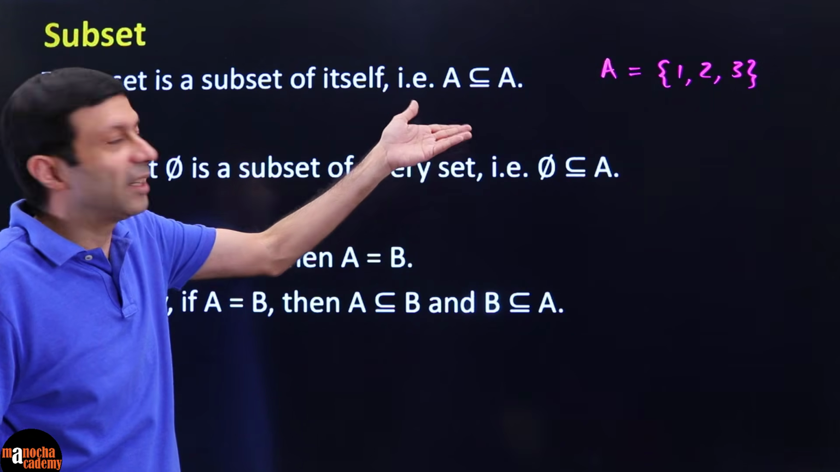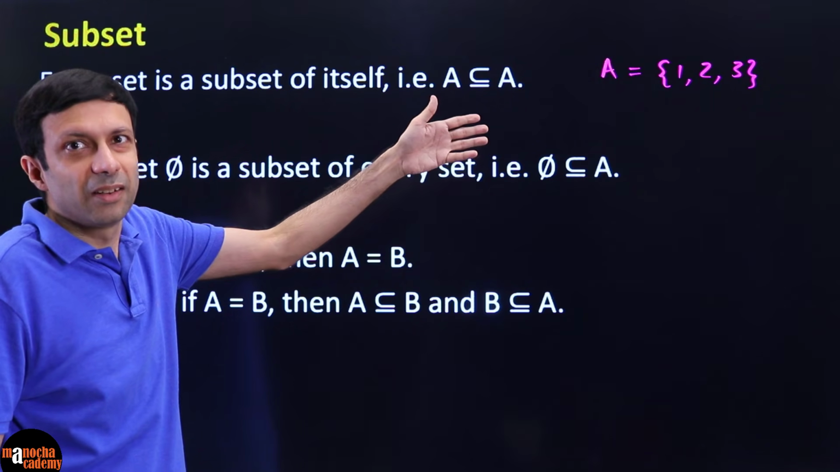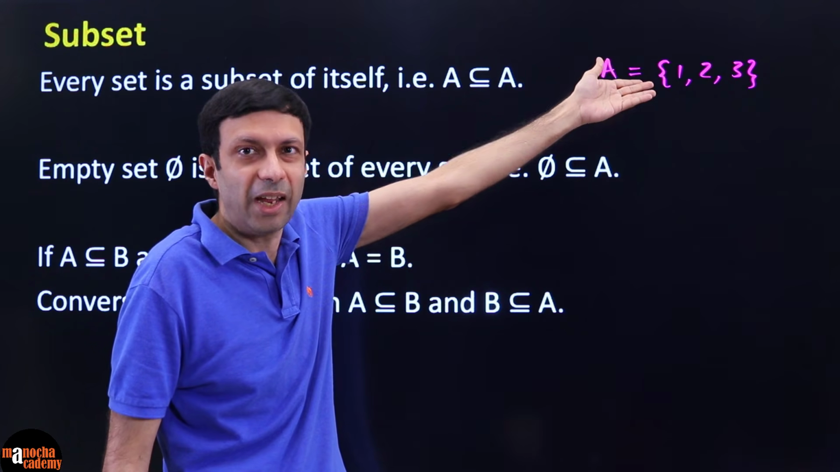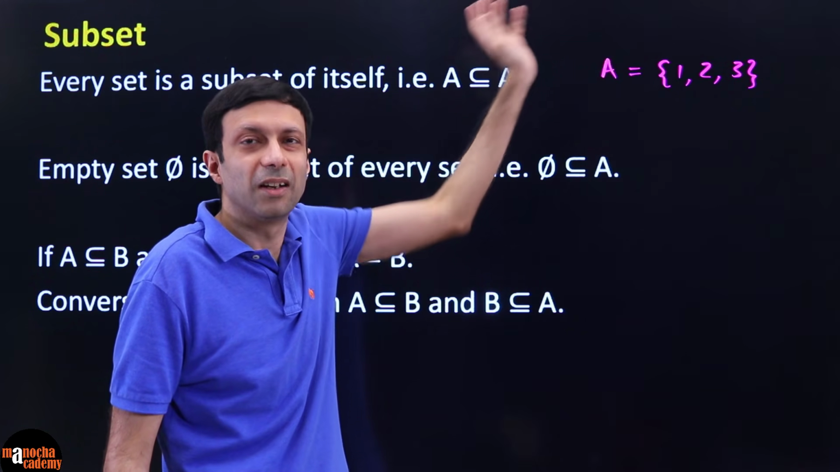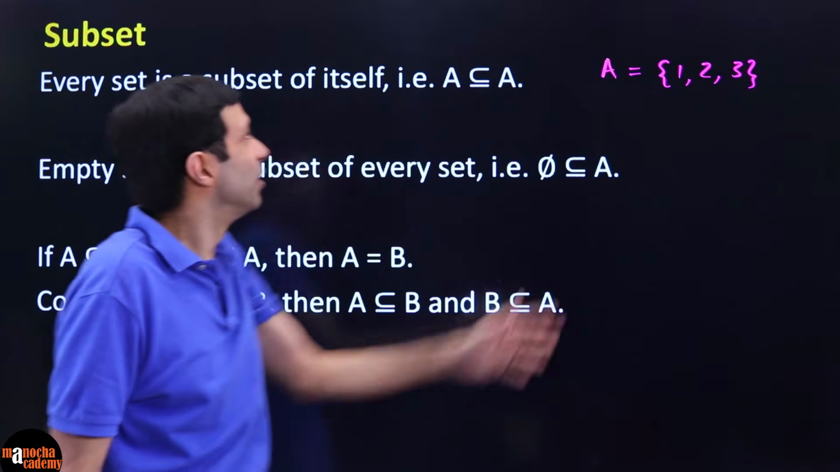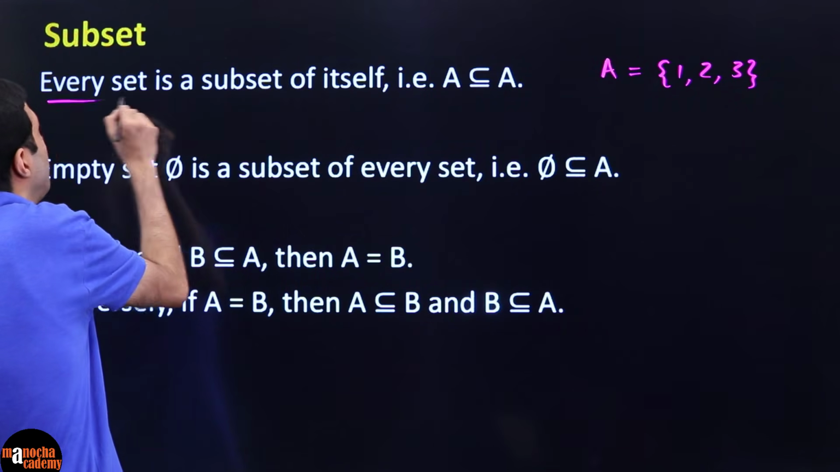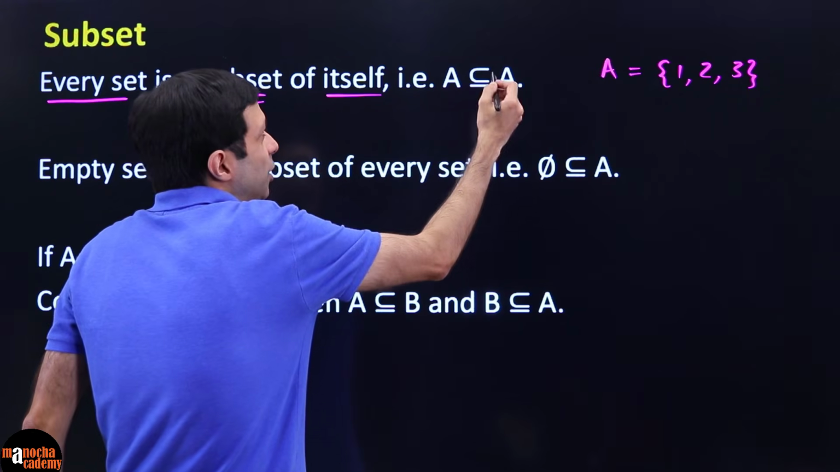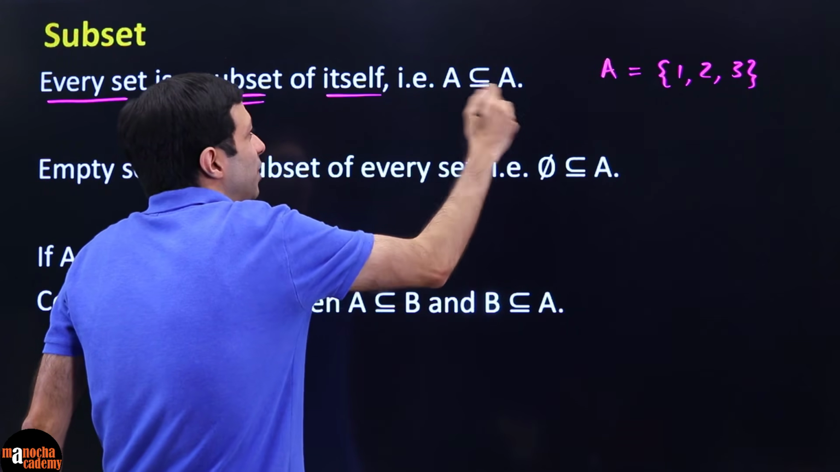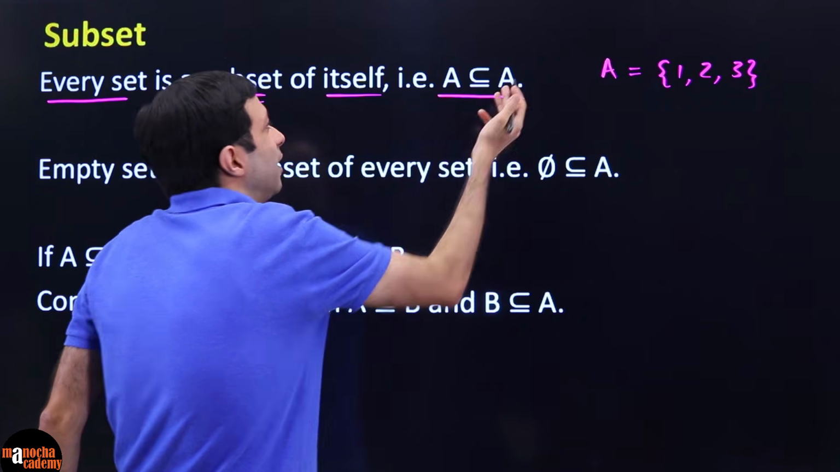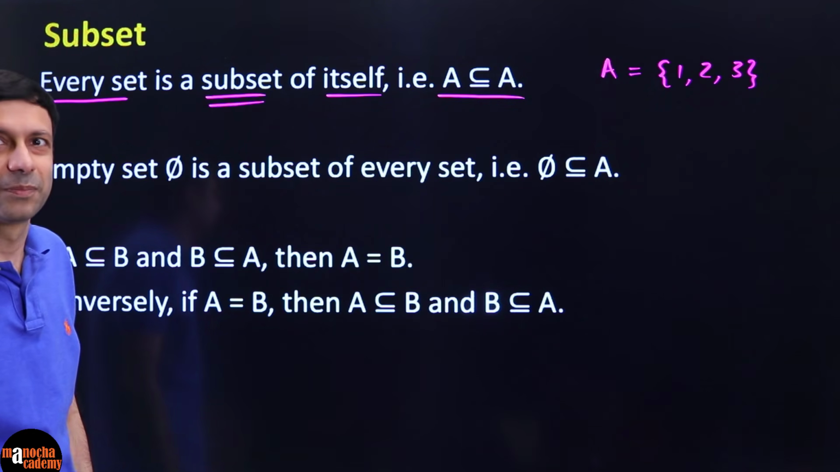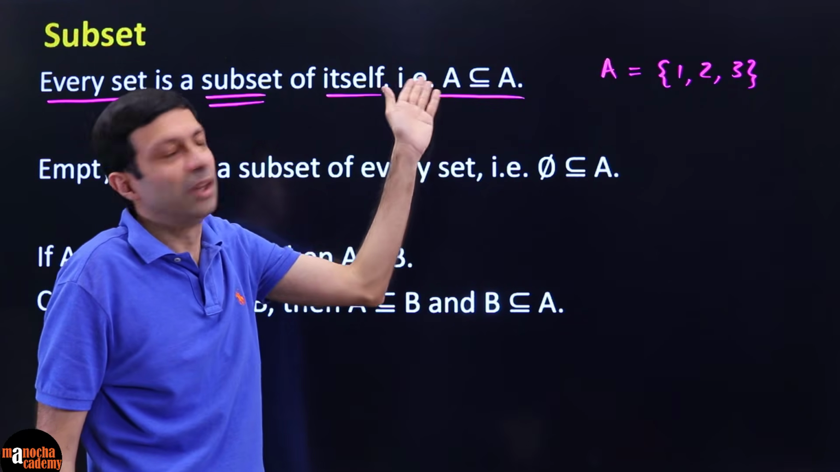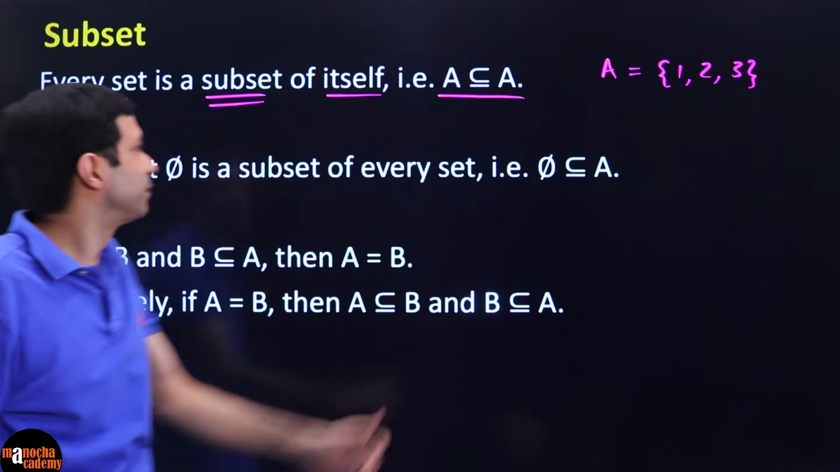So if I consider that set 1, 2, 3, I can say 1, 2, 3 is a subset of A because all the elements 1, 2, 3 are present in A. So basically we can say that every set is actually a subset of itself. And using our subset notation, this kind of flattened out C with the line below, A is a subset of A. So keep that in mind because it's basically like A equals A. So A is a subset of A.